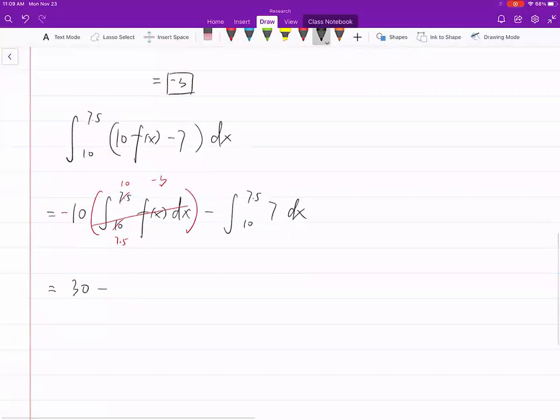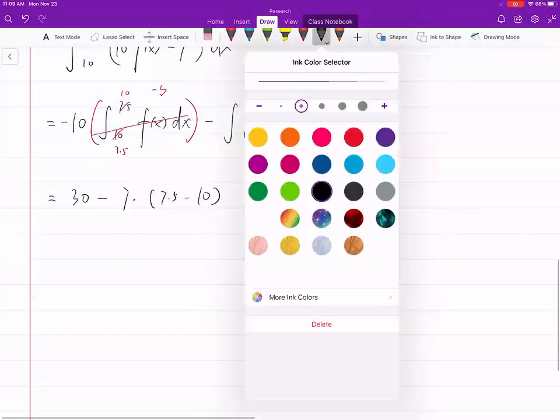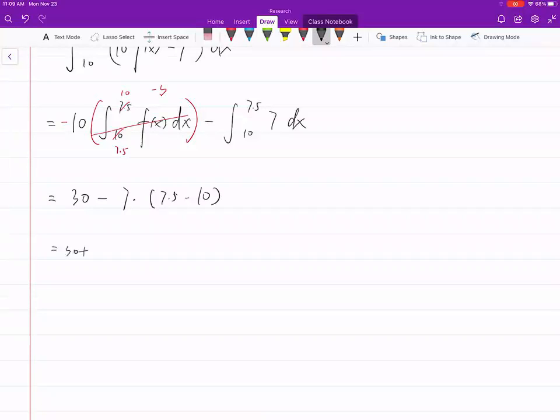Now from 10 to 7.5, 7. Now use the properties we had in class. 7 means it's a constant. If it's a constant, what you have here is nothing but a rectangle. So this is going to be 7 times the ending minus the starting. So I would say this will be the answer for the second one.